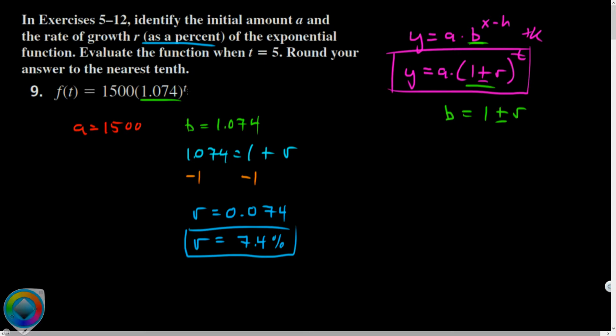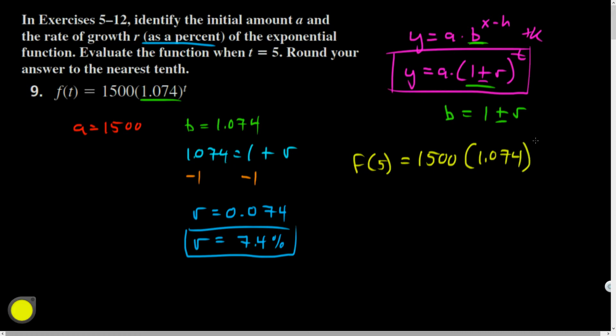Then they told us that t was equal to 5. They wanted us to evaluate. So let's plug that in like so. So f of 5 now would equal 1500 times 1.074 to the 5th, right? So if I plug in 5 for t, 1.074 raised to the 5th, I get 1500 times 1.43, we'll call it. I guess we'll round to 2 decimal places. And f of 5, right?